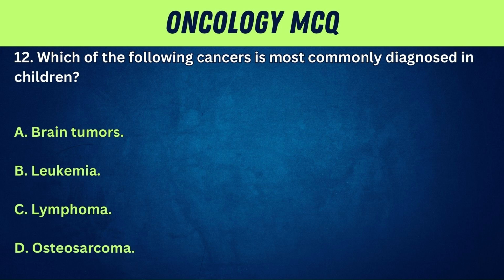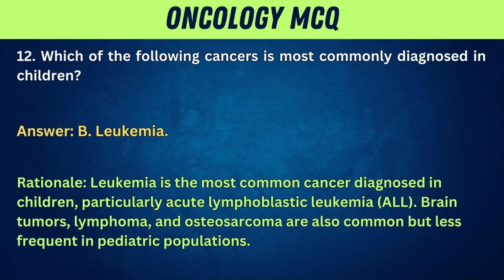12. Which of the following cancers is most commonly diagnosed in children? A. Brain tumors. B. Leukemia. C. Lymphoma. D. Osteosarcoma. Answer: B. Leukemia. Rationale: leukemia is the most common cancer diagnosed in children, particularly acute lymphoblastic leukemia, ALL. Brain tumors, lymphoma, and osteosarcoma are also common but less frequent in pediatric populations.